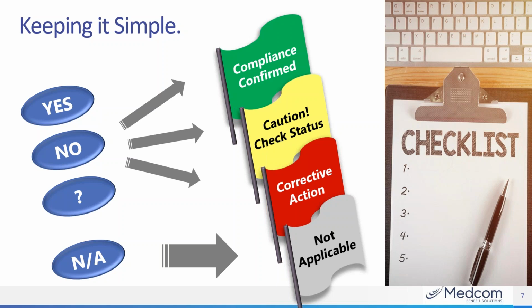And many times employers don't know if a given requirement applies to them, or they don't know if they're actually meeting the requirements in that particular area. So we give a not sure option, which often turns out to be what we call a yellow flag. Caution, check the status, and find out what's happening in this area. And then finally, a 4th possibility on most of the questions is not applicable.